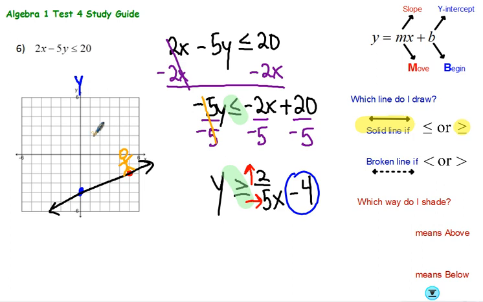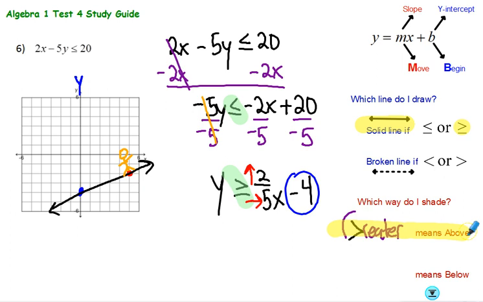So which way am I going to shade? Well, that looks like a G to me. Right? Looks like a G to me. So we're going to say that that's greater than, a greater. So that means we're going to shade above. Since that's a greater than symbol, we are going to shade above.